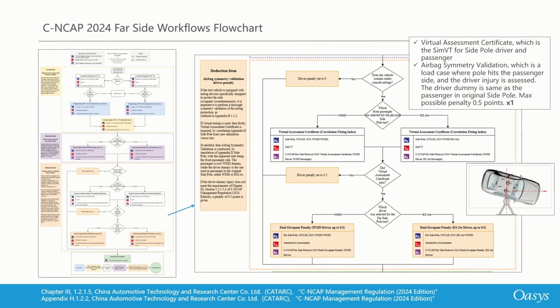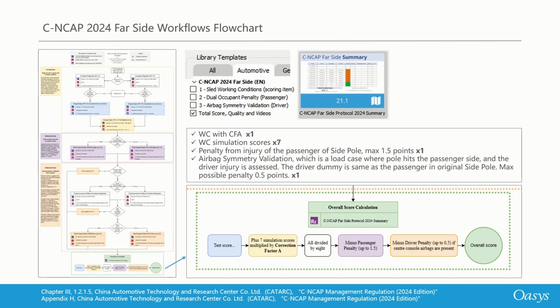The injury can be computed either in Automotive Assessments or with the reporter templates for the World SID or the ES-2re occupants respectively. And finally, you can use the summary template in order to evaluate the overall score. That score is a combination of the 7 simulation scores multiplied by the correction factor A, plus the test score, and then divided by 8 to get a score out of 8. And then the penalty factors are subtracted with a maximum penalty of 1.5 for the passenger and a penalty of up to 0.5 for the airbag symmetry assessment. And that gives us an overall score for the C-NCAP far side protocol.